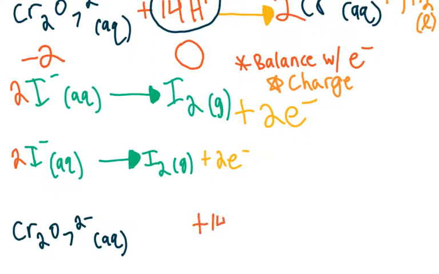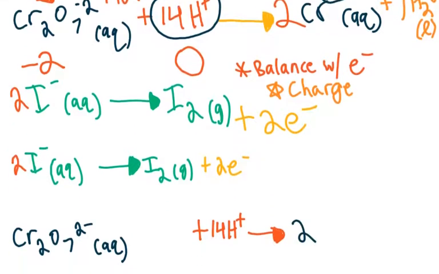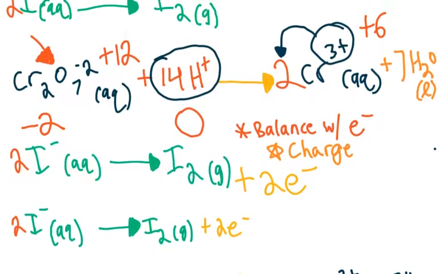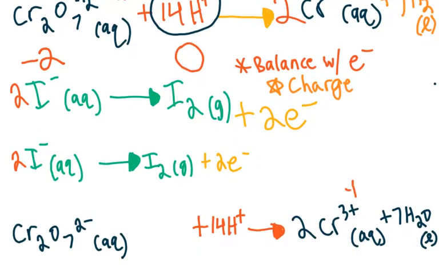We'll leave some space for our 6 electrons later, right? So our 14 H plus here. And then just going to write it all in one color now so we can save time. Then we'll have 2 Cr3 plus in our aqueous state. And then we'll have 7 water molecules in our liquid state. And again, we have a plus 6 total charge here at the moment, and we have a plus 12 charge here at the moment on the reactant side.